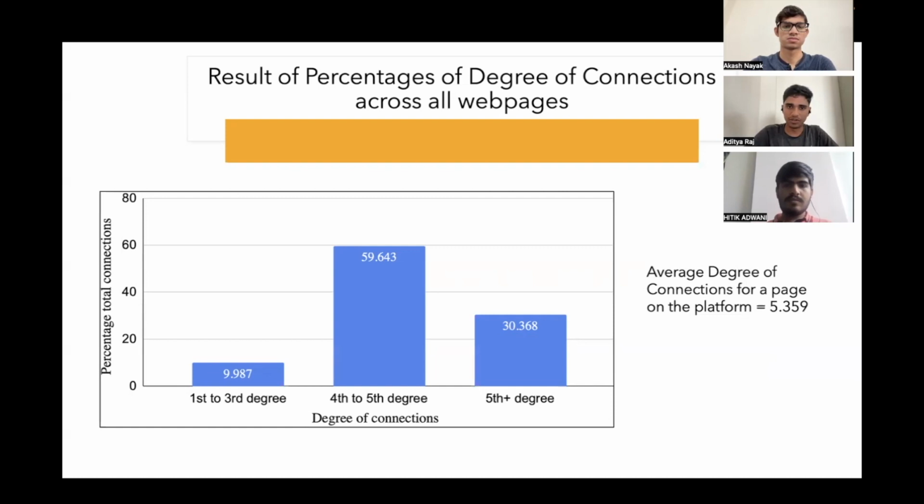So fourth to fifth degree has a lot. Generally, we think that if they have more degrees, five plus degrees, then usually they will be a higher percentage, but we can see that that's not the case. And we identified that fourth to fifth degree has the highest percentage of web pages.